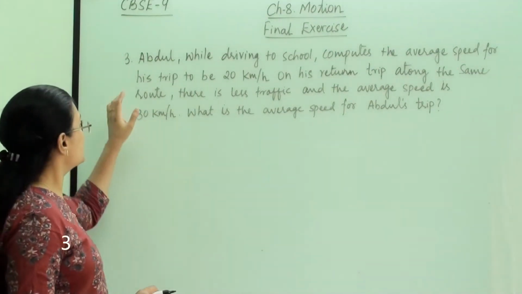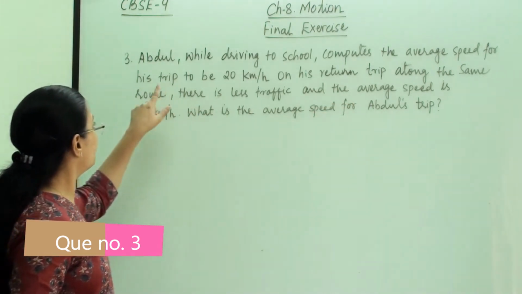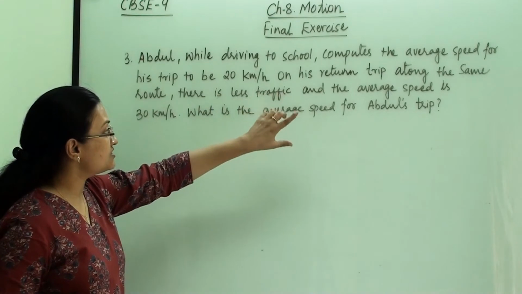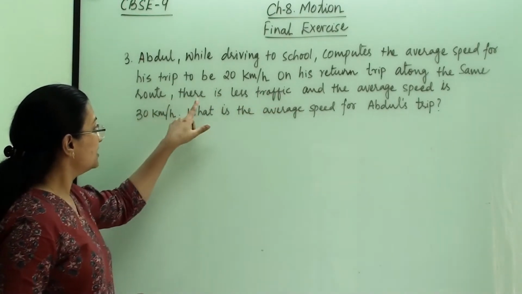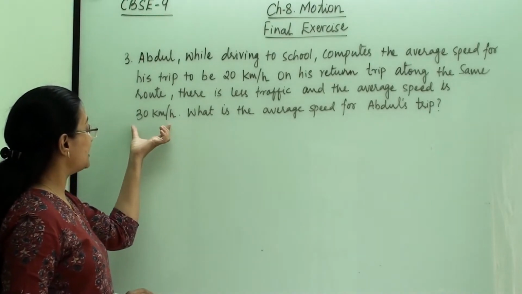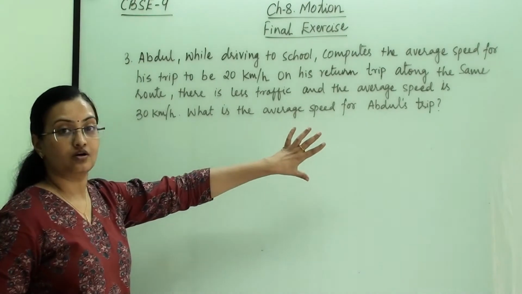Third numerical is, Abdul while driving to school computes the average speed for his trip to be 20 km per hour. On his return trip along the same route, there is less traffic and the average speed was increased to 30 km per hour. What is the average speed for Abdul's trip?